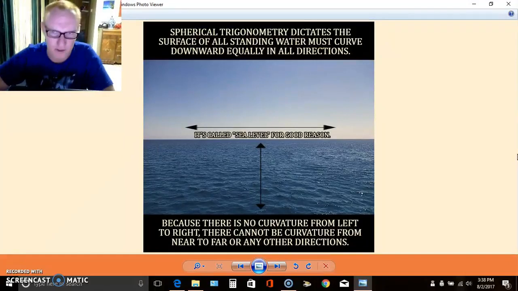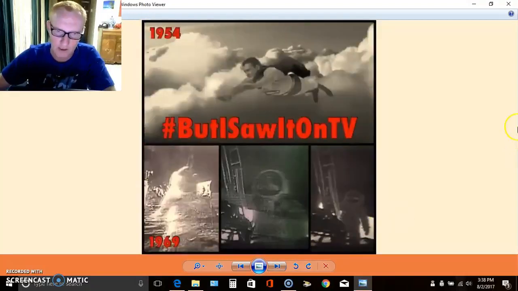Spherical trigonometry dictates the surface of all standing water must curve downward equally in all directions. It's called sea level for good reason, because there is no curvature from left to right. There cannot be curvature from near to far or any other direction. See, it should be curving here. There's no curve here. No curve anywhere. You're not going to find it. It doesn't exist.